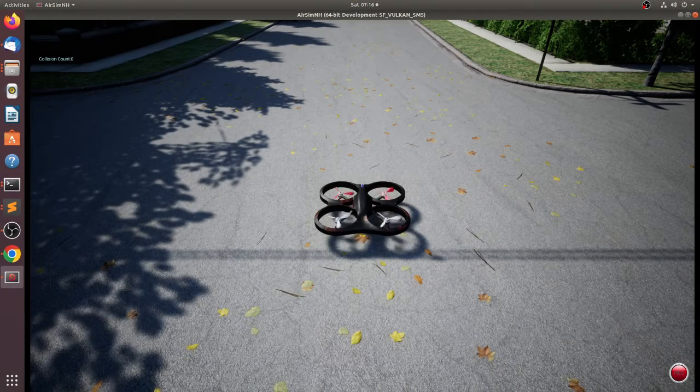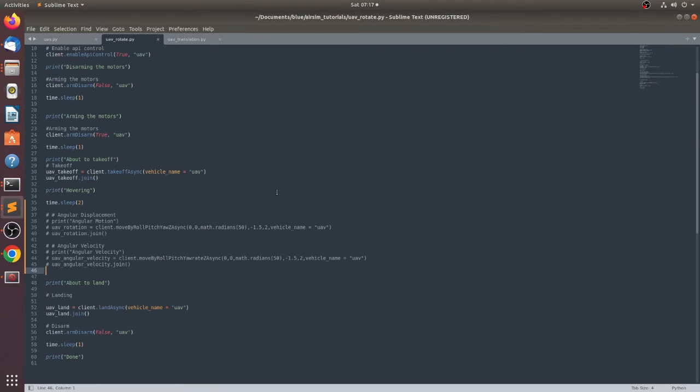Hello all, welcome to the practical session now. We are going to do the testing with our rotation motion in our quadcopter. So I have the script here. We're going to use the same script which we have used previously, but we are going to do some modifications where we are going to implement this rotation motion.